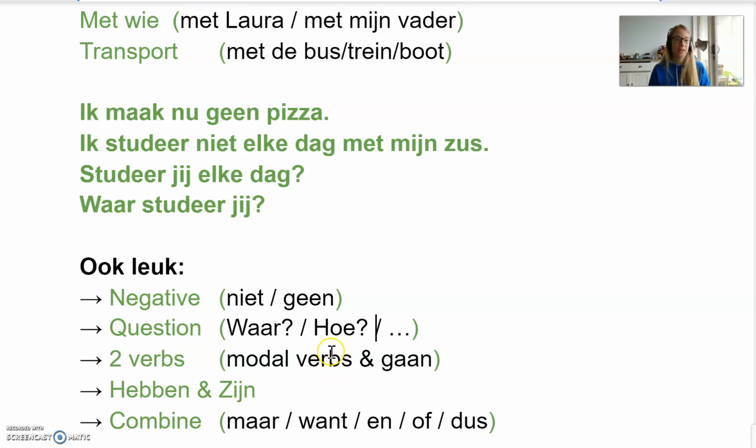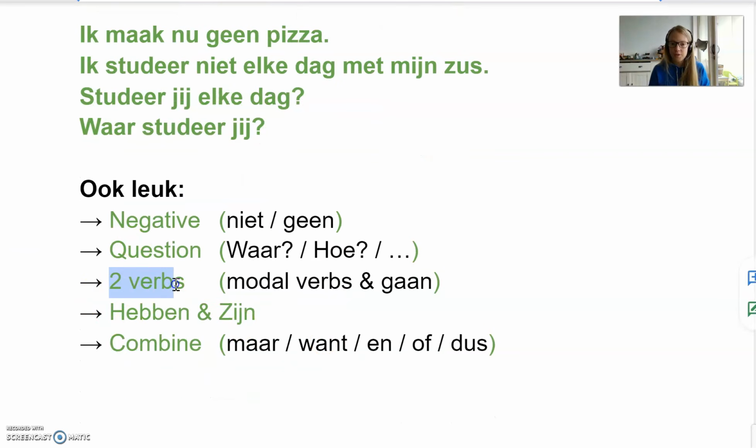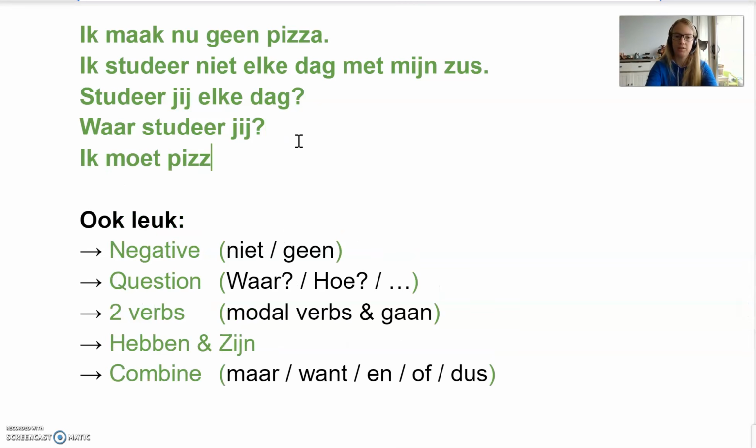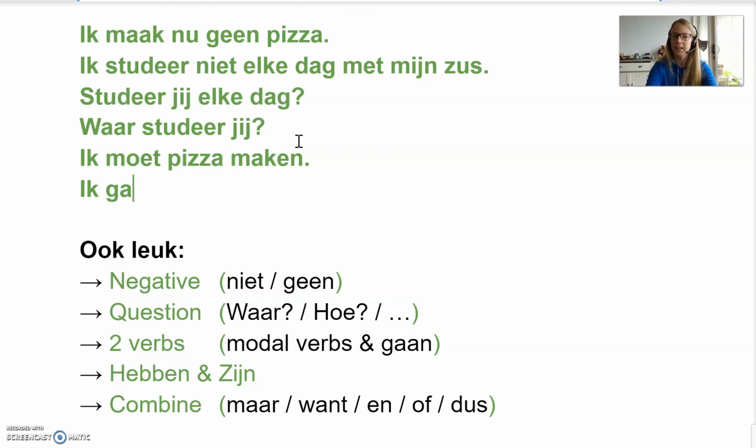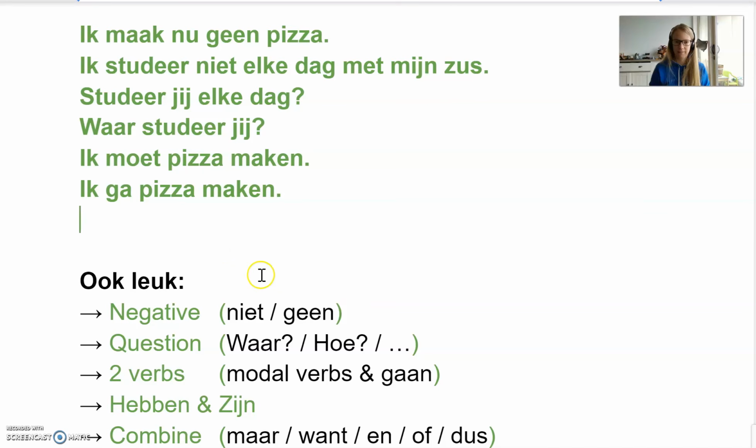Right? You can make sentences with two verbs using modal verbs like moeten. Because I said ik maak pizza, but instead of I make pizza, you can also say I have to make pizza, or to talk about the future with gaan, I'm going to make pizza. Ik moet pizza maken. I have to. Ik ga pizza maken. Just keep in mind, the second verb goes in the full form at the end. That's really short. You need to practice that.